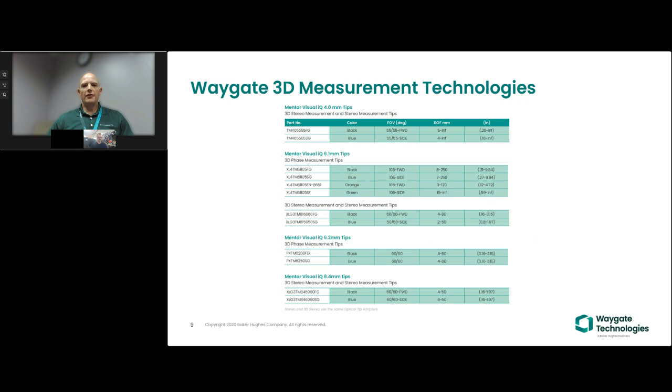From a tip offering perspective, stereo tips are available on all diameters. 3D phase measurement is only available on the 6.1, and that includes a couple of general purpose tips, as well as a closer focus and a long range tip, which can be great in a lot of applications where you need to scan larger areas.